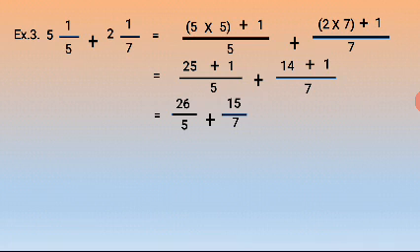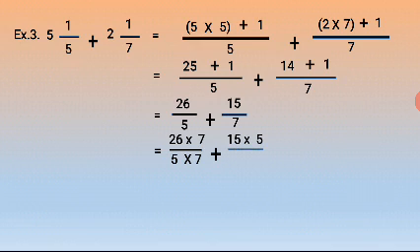First fraction multiply by 7 and second fraction multiply by 5. So next step, 26 into 7 upon 5 into 7, plus 15 upon 7 multiply by 5. So here 15 into 5 upon 7 into 5. In the denominator, 5 into 7 or 7 into 5, the product is the same value.